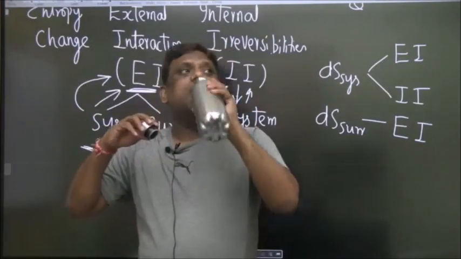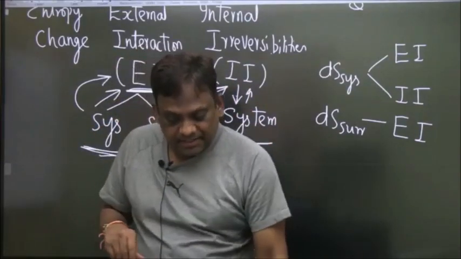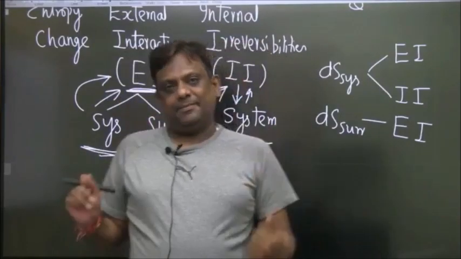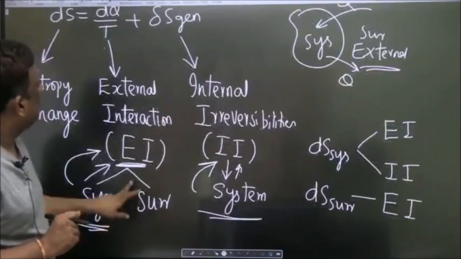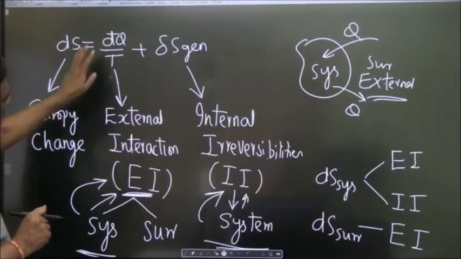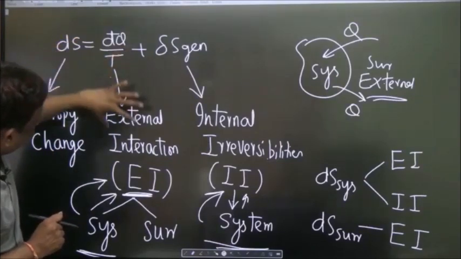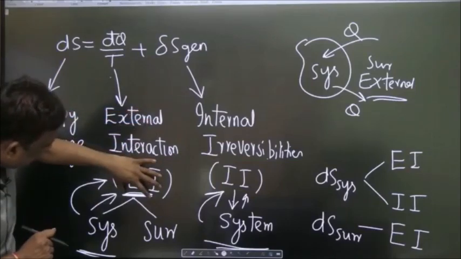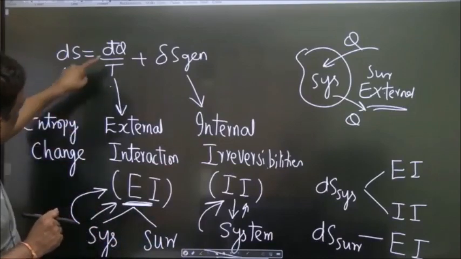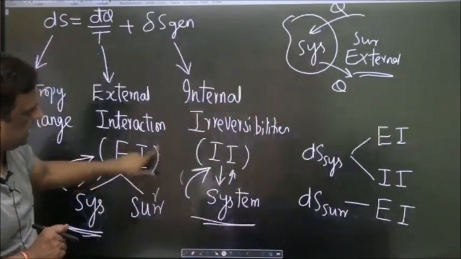Now, let us take an adiabatic process. And you know, my dear students, in an adiabatic process, external interactions are zero. In an adiabatic process, there is no heat transfer. So when there is no heat transfer, there is no external interaction. So the external interaction term will become zero. In which process will the external term become zero? It is in the adiabatic process.